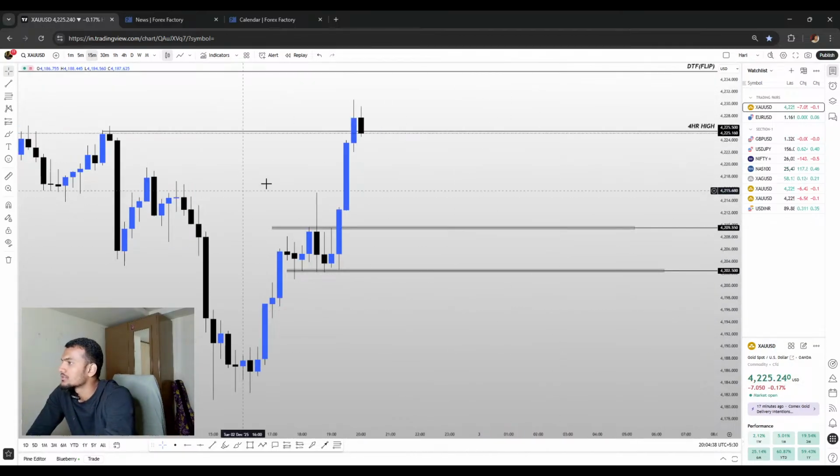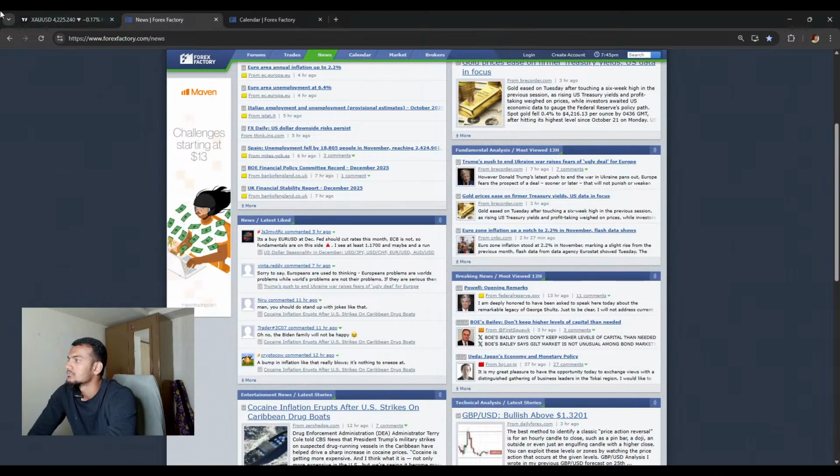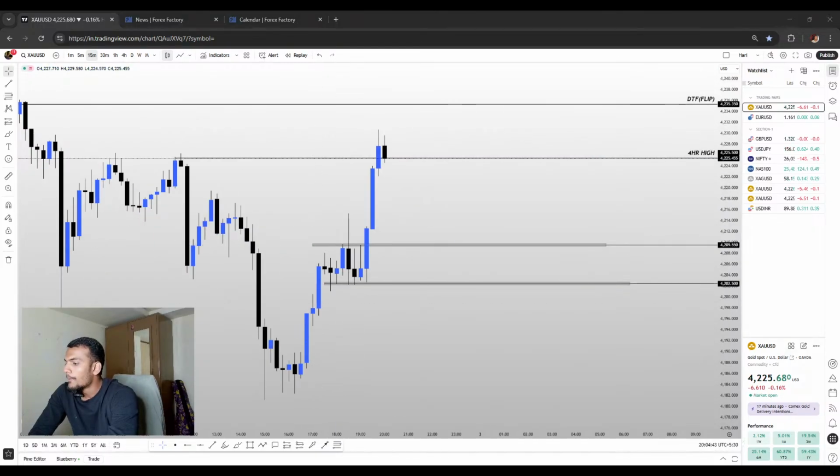Why is price just volatile right now? Yes. RAM 46.